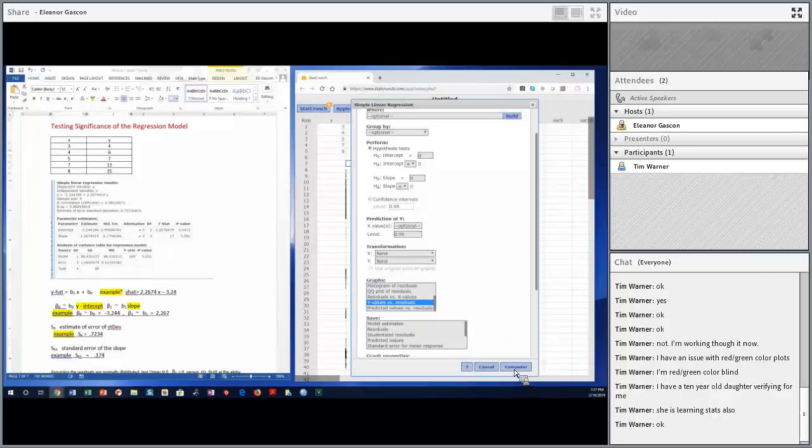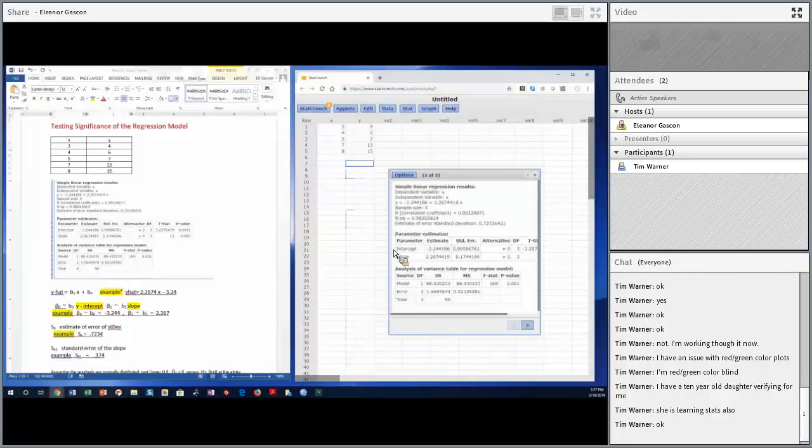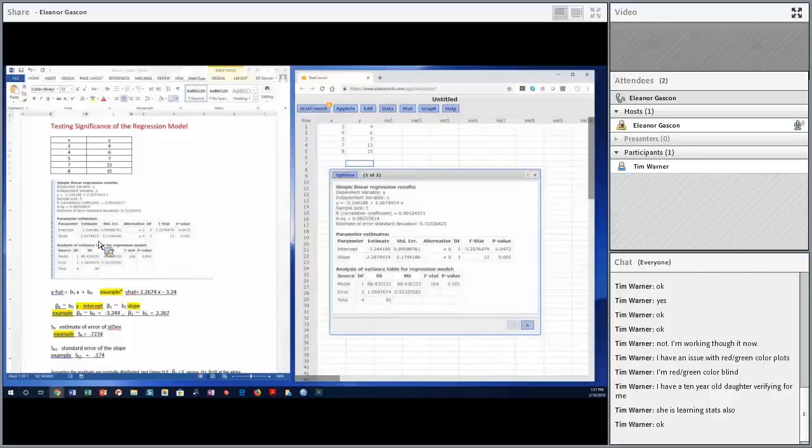Let's see. Nope, I didn't get the fitted line. Oh, it's only giving me the one. Oh, there they are. Okay. And compute. So this should look like this. Okay, perfect.